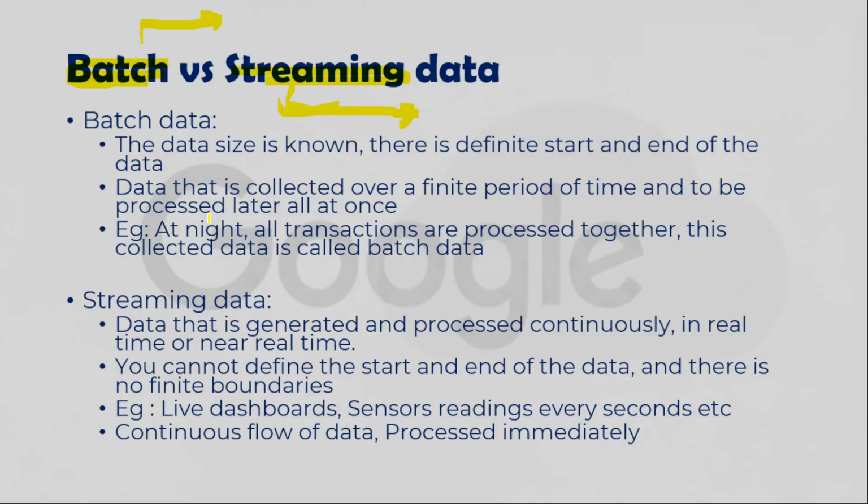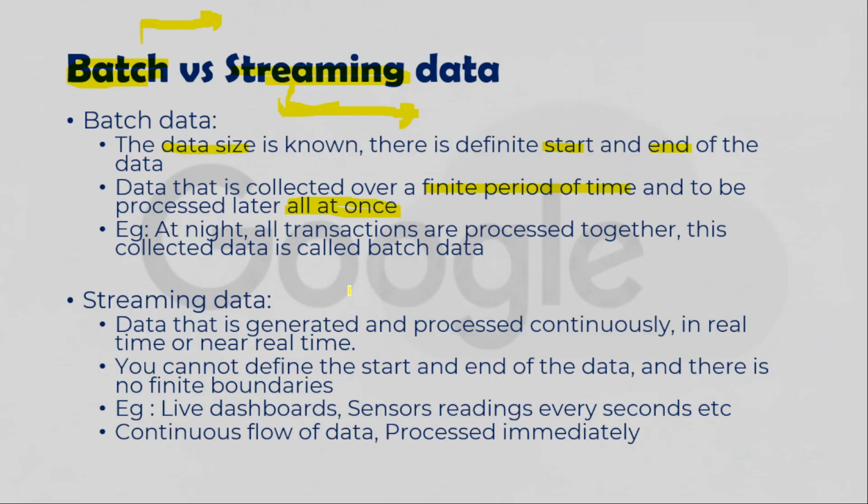So what happens in batch processing? Here, the data size is known. Let's start with simple: there is a definite start and end of the data. The data is collected over a finite period of time, and it has to be processed all at once. This seems quite tricky, so we'll go to the blackboard. First, we'll broadly discuss what batch and streaming are, and then we'll come up with an example so that you can understand the concepts quite easily.